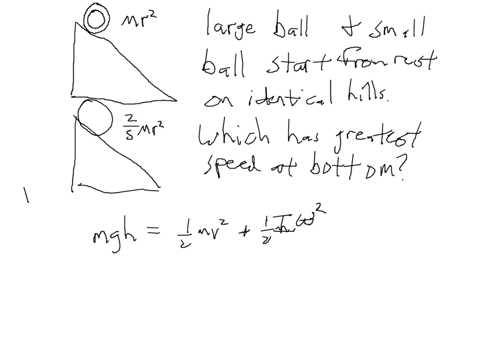So notice that there's a fixed amount of potential energy, mgh, at the top. But at the bottom, that has to be divided up amongst the 1/2 mv squared translational kinetic energy and the 1/2 I omega squared rotational. If you want to have the biggest translational speed, the biggest v, then you need to have the smallest rotational kinetic energy, the smallest I omega squared. That means the one with the smallest moment of inertia wins. That would be the sphere.